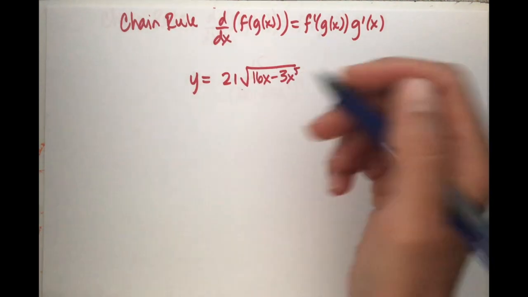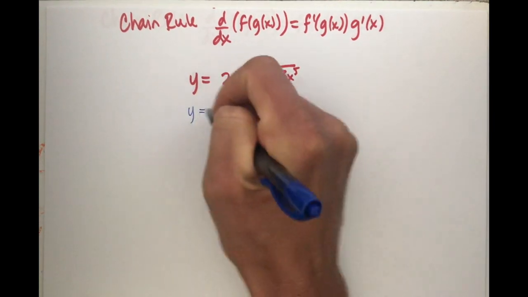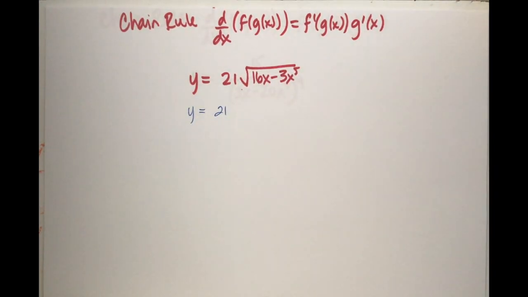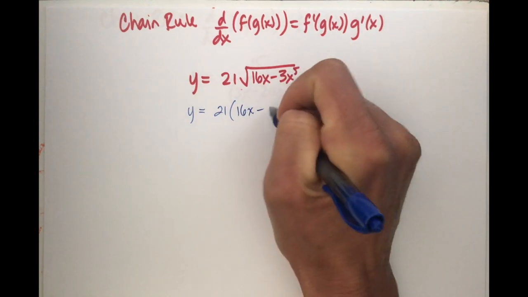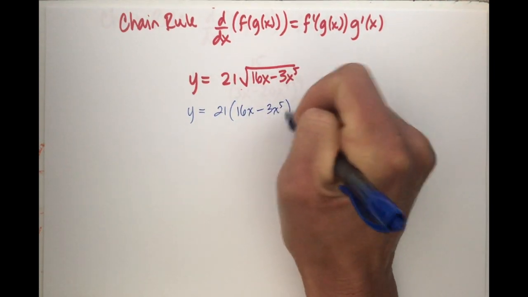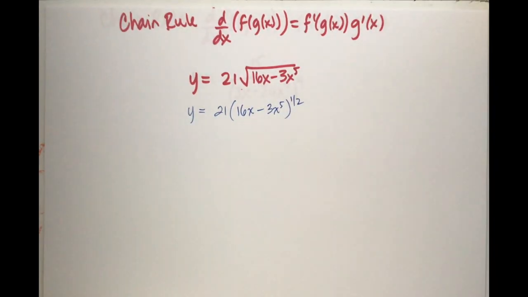So I'm going to rewrite this function first as my first step. So I've got 21. The square root function is the same thing as taking anything to the 1/2 power. So I'm going to rewrite this as 16x minus 3x to the 5th to the 1/2 power. So those two things in red and blue are equivalent. And now I'm going to apply the chain rule.